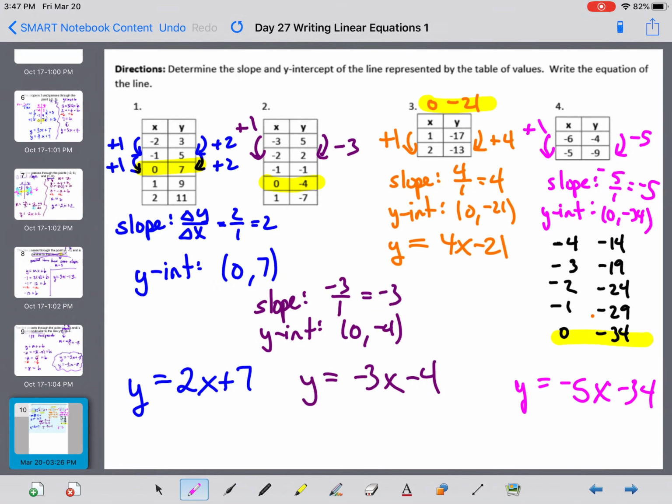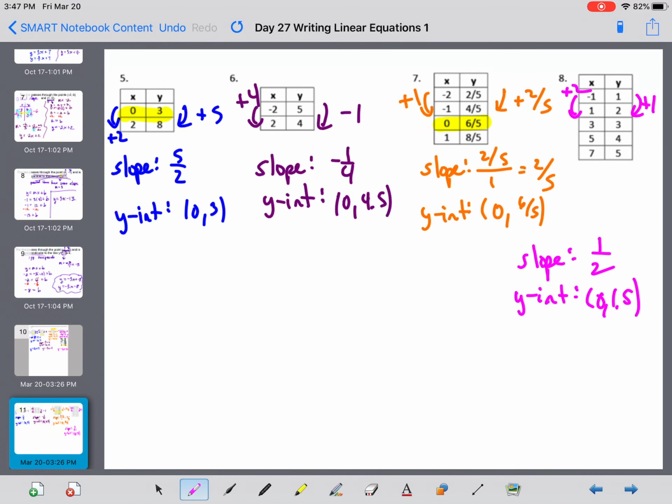If you don't want to do that, or you're not comfortable doing that many steps on the table, feel free to do what we did in the previous examples where we plugged into y equals mx plus b and we solved for the y-intercept. You could pick either one of these points, either the point -6, -4, or the point -5, -9, and that would work.